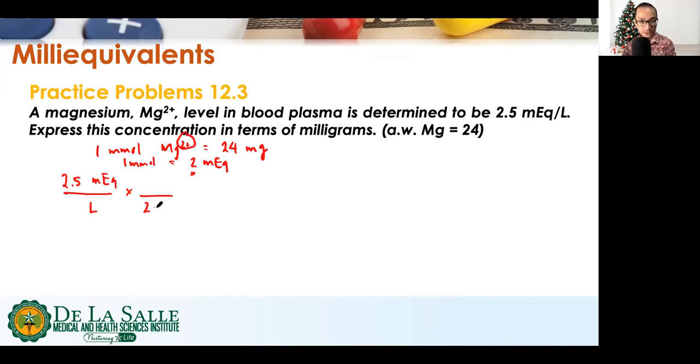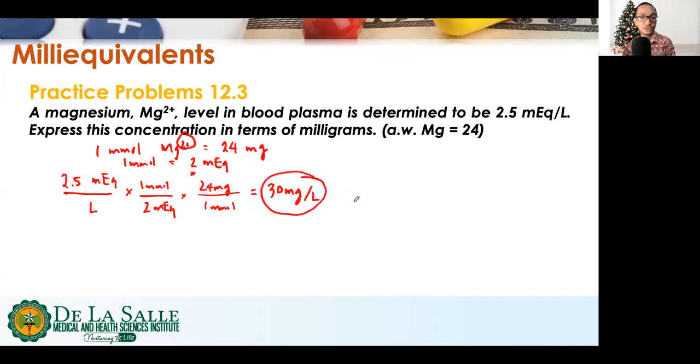And so 2 MEQ, yan, is equivalent to 1 millimole. 1 millimole has a weight of 24 milligrams. Ayan. So, it's already in milligrams. Ayan, ang tanong ay convert this in terms of milligrams. Okay, so yan na yun. So, we have 30 milligrams per liter. Okay, so this will be our final answer.